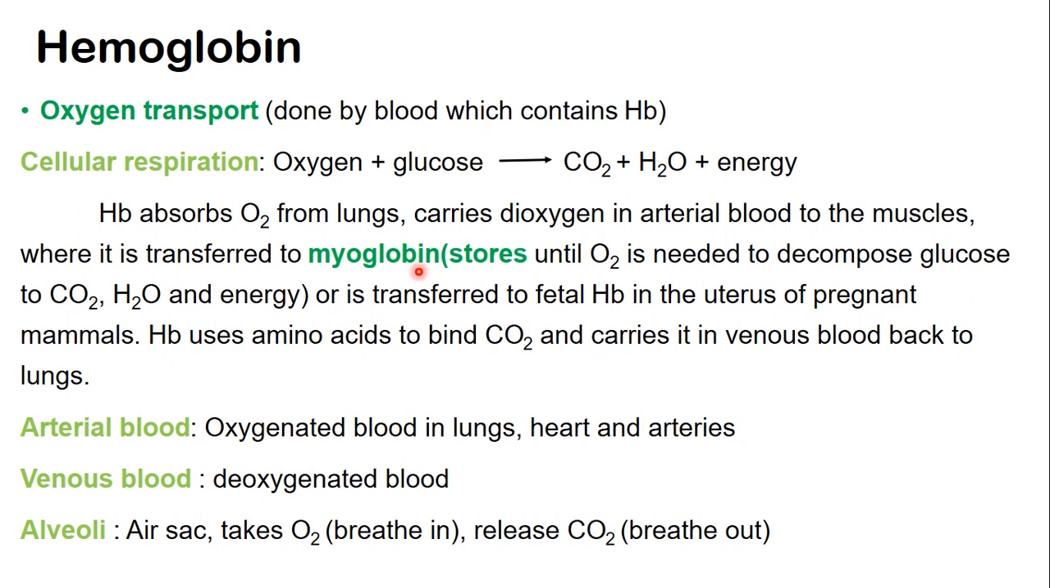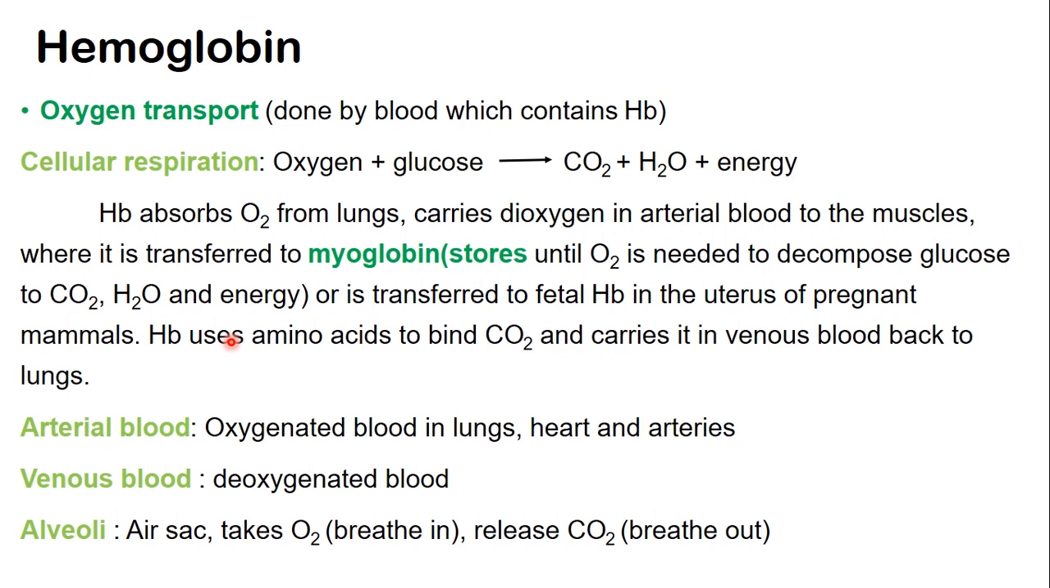So consider if we are pregnant, then what happens is this hemoglobin's oxygen is transferred to the fetal hemoglobin in the uterus of the pregnant mammals. So what happens next? Now CO2 is released and we have to get rid of the CO2 from our body. So again, this part is done by our hemoglobin, which uses the amino acids. So hemoglobin is made up of protein and heme group. We'll see in the next slide regarding the structure.